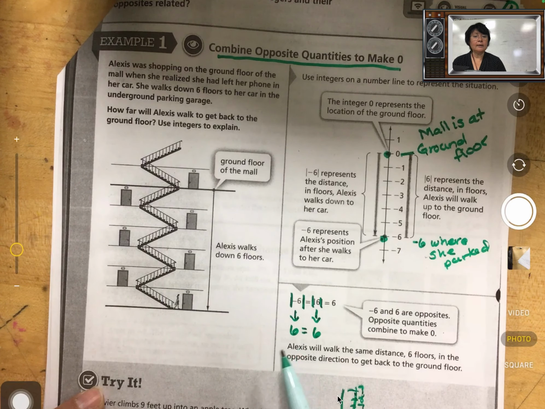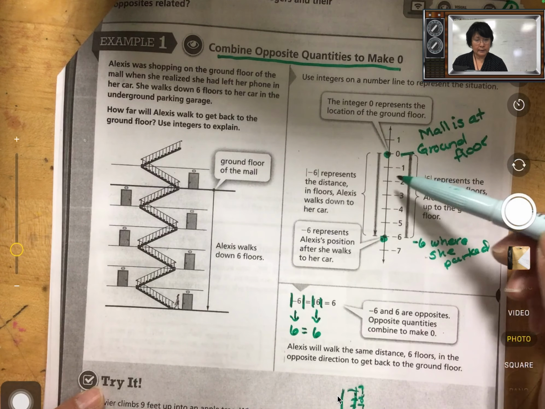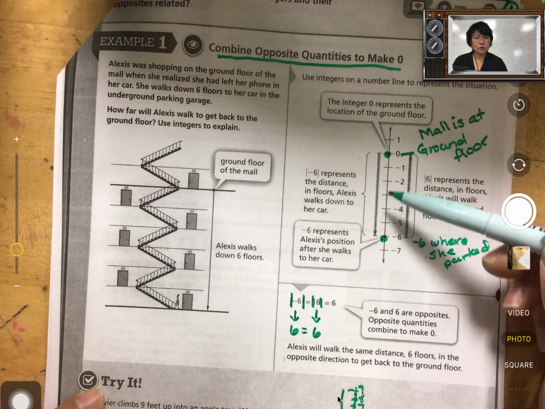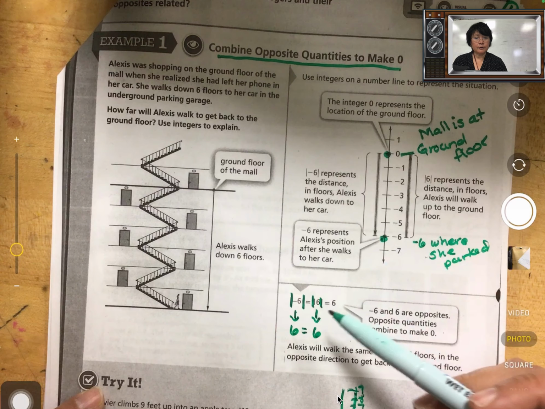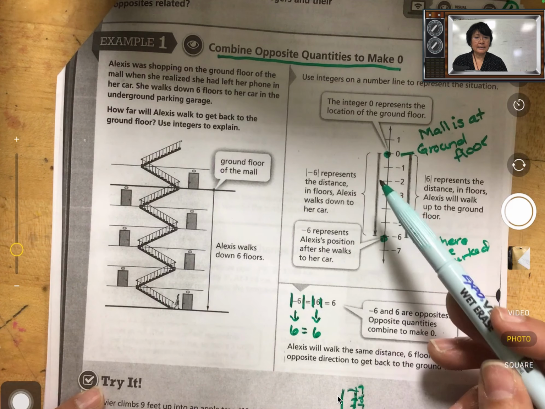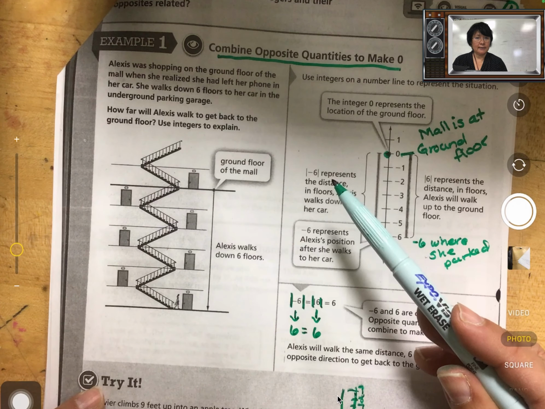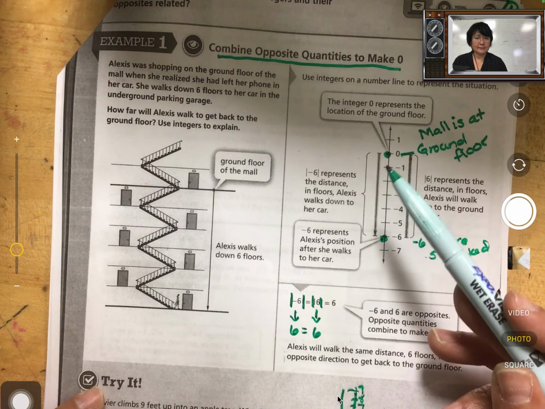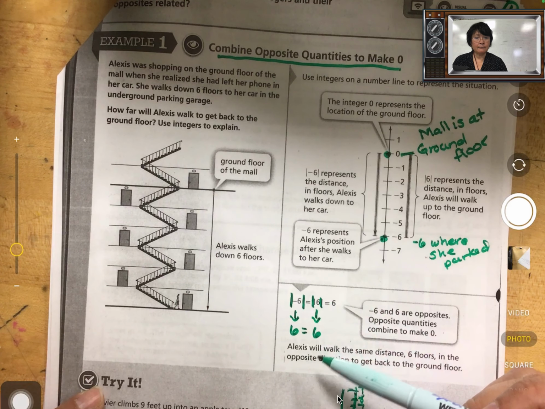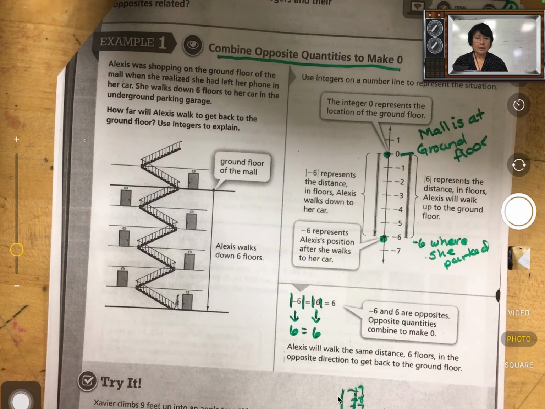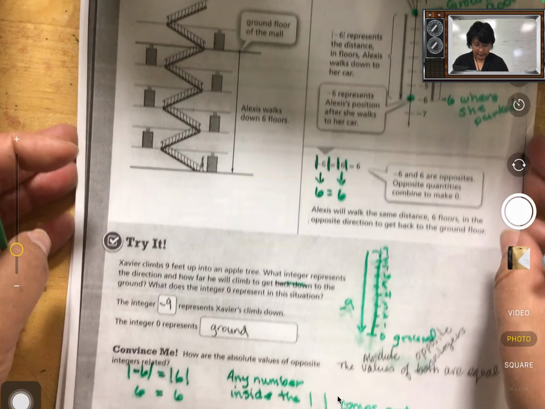This is how we introduce and speak about absolute values, and we're combining it with the fact that she walked down 6 floors and then walked up 6 floors. The number of floors is 6. The negative number is the direction that she walked: -6, she went down. +6, she went up. But the number of floors is still the same. All right, let's go ahead and do the try it.